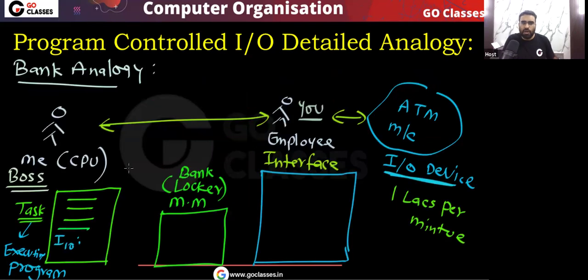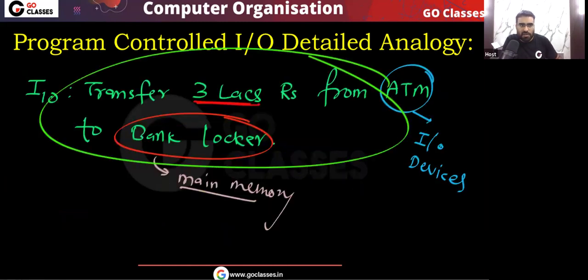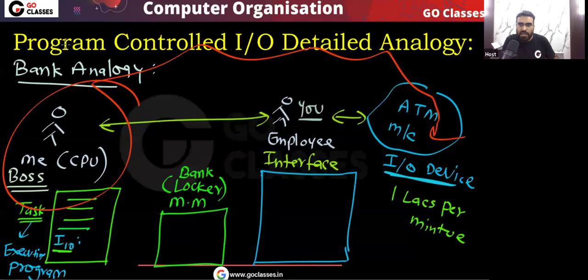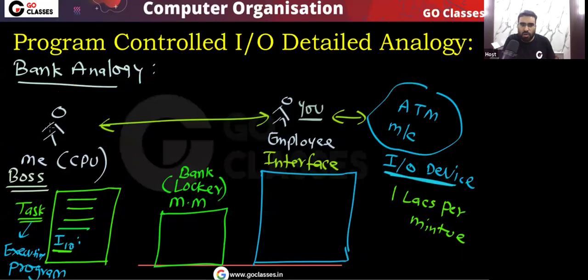Yes or no? So what will I do when this instruction I10 comes? I am doing my work, executing the instructions because I am the CPU. Now this I10 instruction comes and tells me to do this data transfer from the ATM to the bank locker. So tell me, what am I going to do? Will I go to the ATM machine to take the money? Will this manager go to the ATM machine? No, this manager will not go. This manager will tell the employee. Very simple, this manager will give the command to the employee.